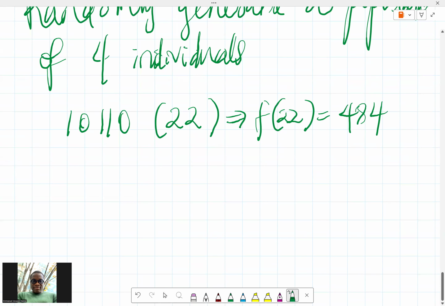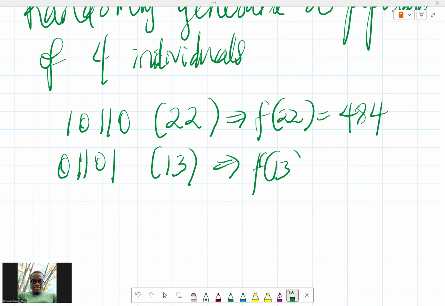So another individual, you know, these are random individuals, right? So we have 0, 1, 1, 0, 1. Okay. And 0, 1, 1, 0, 1 is 13 in base 10. That is f of 13. F of 13 is 169.